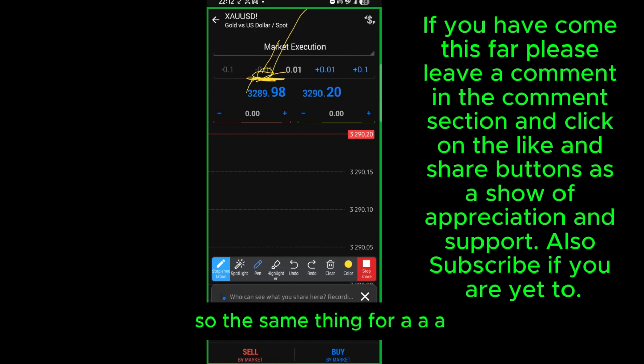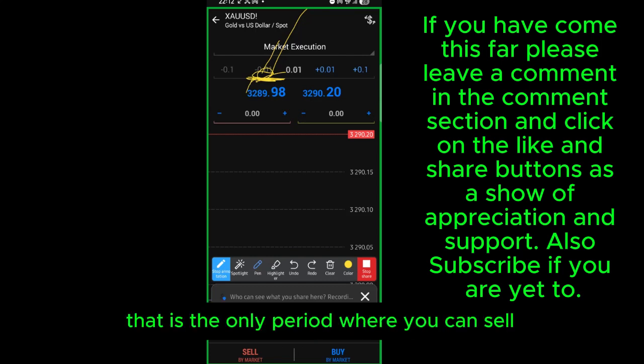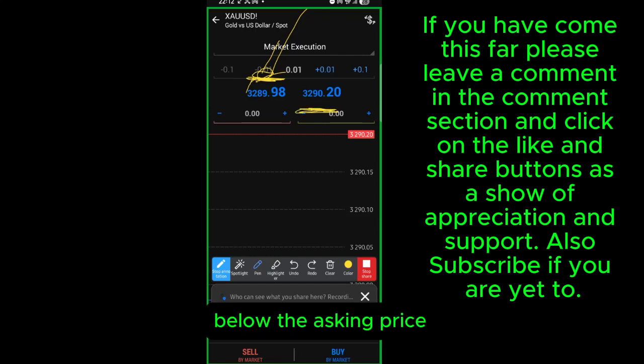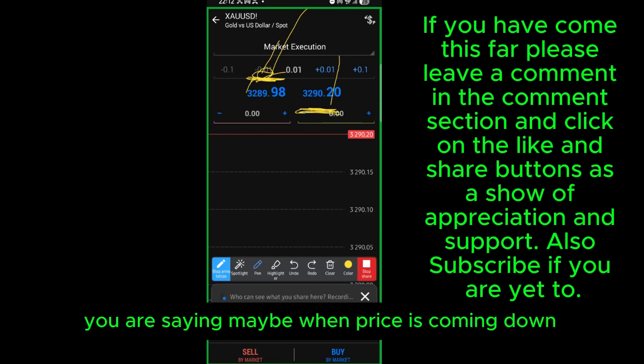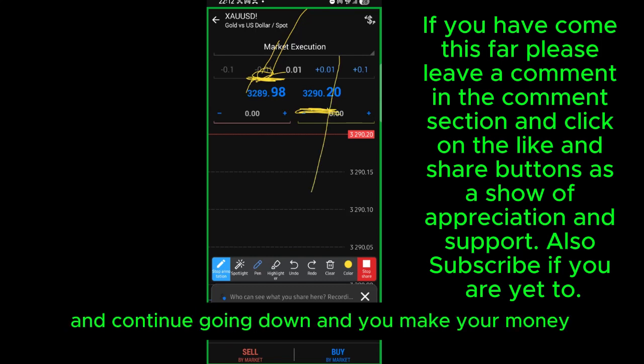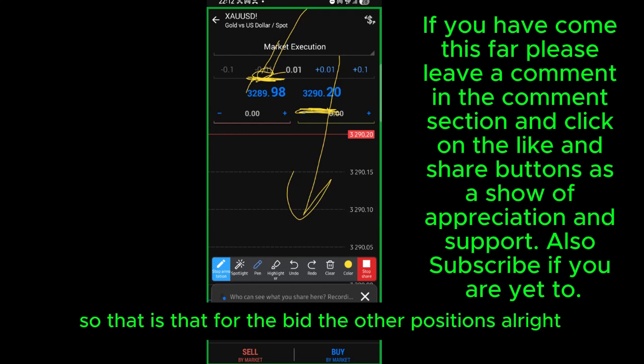So the same thing for a sell stop. For a sell stop, that is the only period where you can sell below the asking price. You are saying maybe when price is coming down, you should just pick it up on the way and continue going down, and you make your money. So that is that for the bid, the other positions.